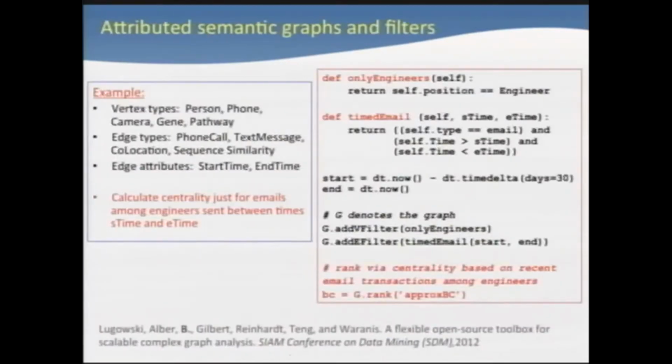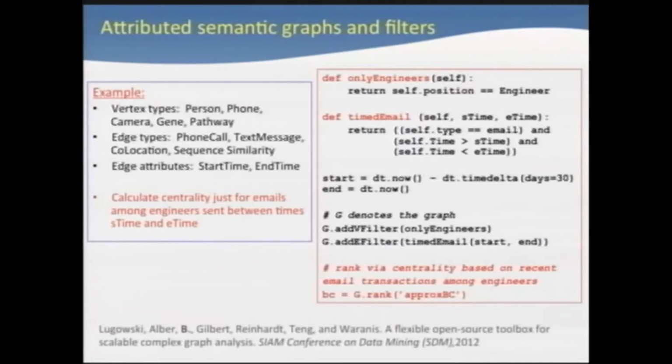Here's what I mean with a filter. Let's say a practical example. You have the email network of your company. And it has emails of everyone, management, engineers, and so on. Every email is tagged with a timestamp. And that's what we mean with attributed graphs. So every edge and vertex has an attribute. What kind of person, what time this happened, transaction happened, perhaps the length of the email, whatever.